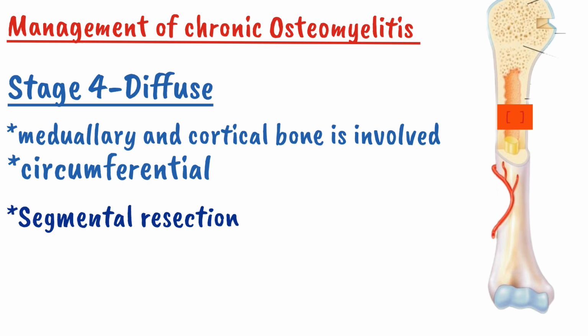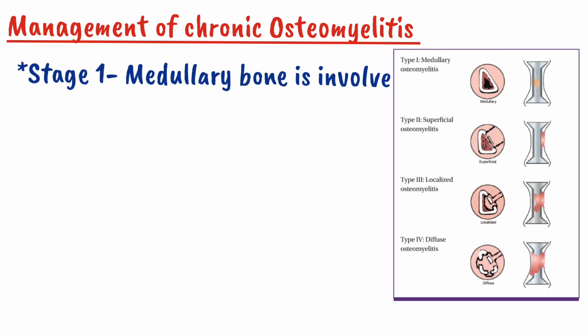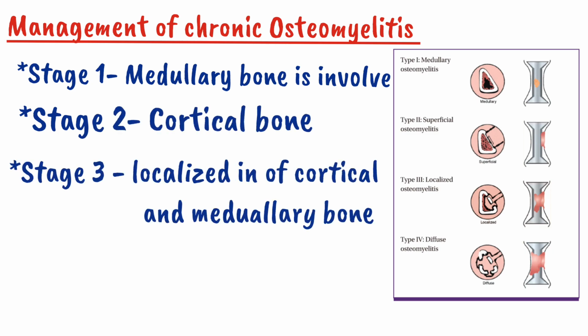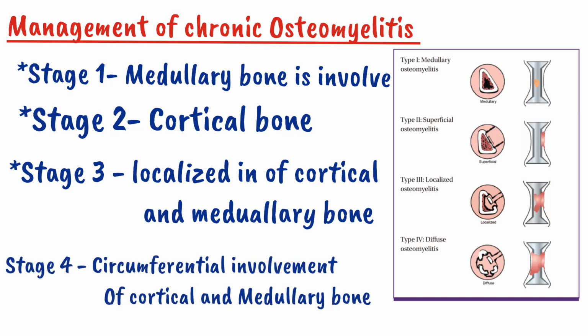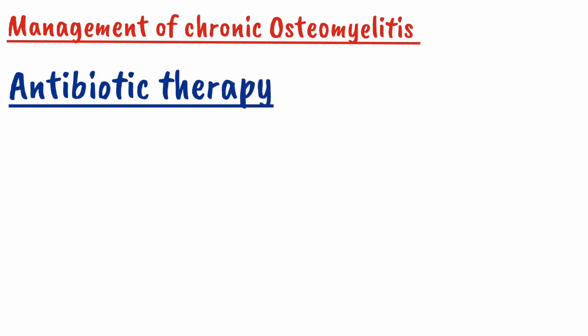So that was all about the staging of osteomyelitis. In stage 1, only medullary bone is involved. In stage 2, only cortical bone is involved. In stage 3, medullary and cortical bone are both involved, but only a localized lesion is present. While in stage 4, the cortical and medullary bone are both involved, covering the whole circumference of the bone. Also remember that after surgical treatment of chronic osteomyelitis, we give antibiotic therapy for 6 to 12 weeks, but it can be extended according to the patient's condition.